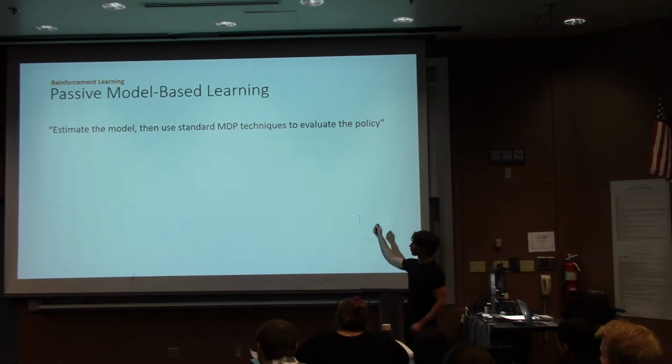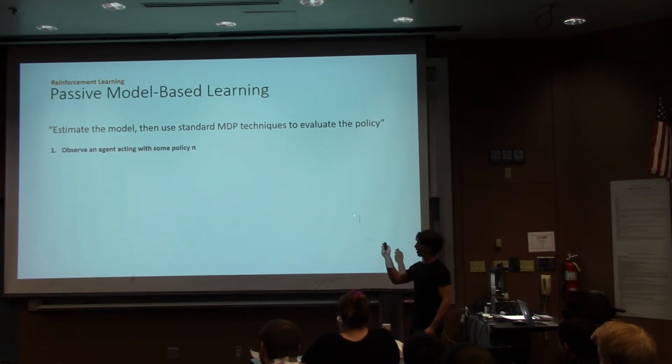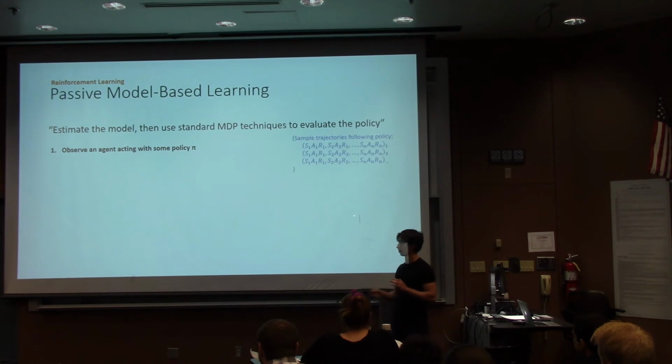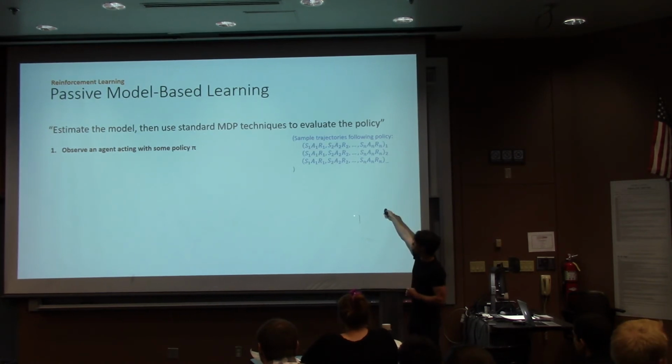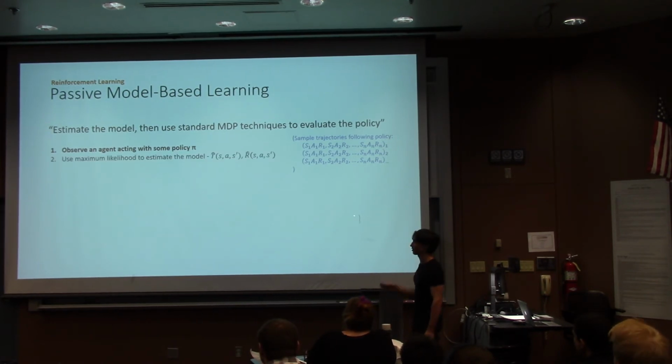So in this version, you're going to try to learn the model, or you'll learn an estimate of the model, and then you'll use all of those algorithms that Anika just showed you to do exactly the same thing and calculate the value function. So we start out by observing an agent acting with some policy pi. You're watching somebody who already has a policy, and what you observe are sample trajectories that look like this, where you have state, action, reward from the first state to the last.